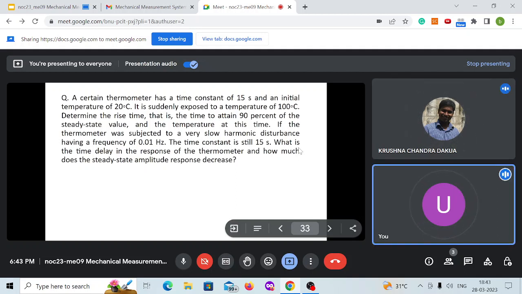So the question is in two parts. We have one step input and one harmonically excited input, and the time constant is 15 seconds for both. For the first case, we need the time and temperature at 90% when it reaches the steady state value. And second, we need to find the time delay and the amplitude.